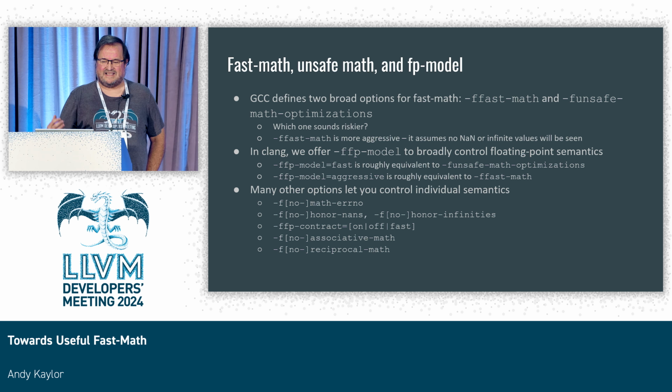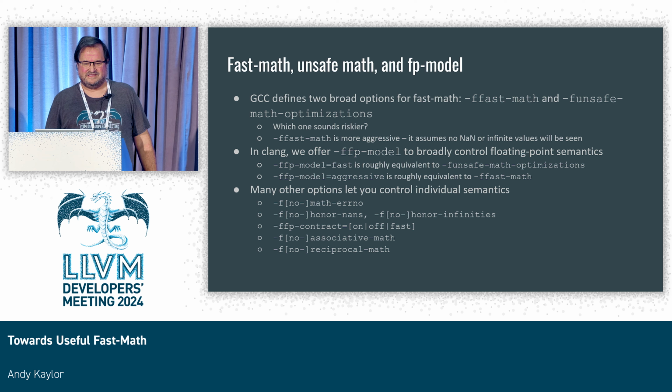First, the basic idea of fast math and the fundamental options were inherited from GCC. And GCC has these two options, -ffast-math and -funsafe-math-optimizations. The problem with these two options, in my view, is which one sounds like it's going to be riskier? Do you want fast optimizations or do you want unsafe optimizations? Yeah, obviously you're going to want fast, right? But the fact is, the main difference between them is that the unsafe optimizations doesn't make the assumption of no NaNs and no infinities. And so fast math is actually much less safe than unsafe.